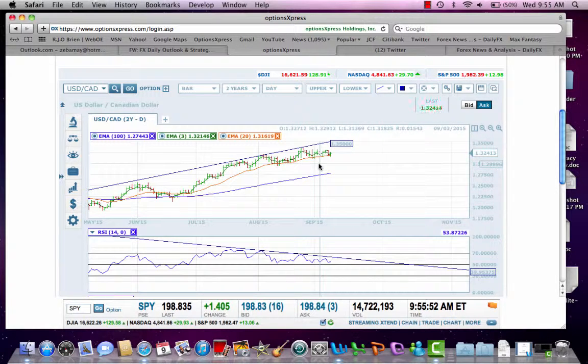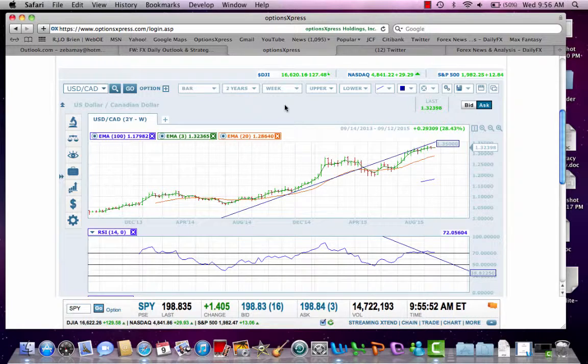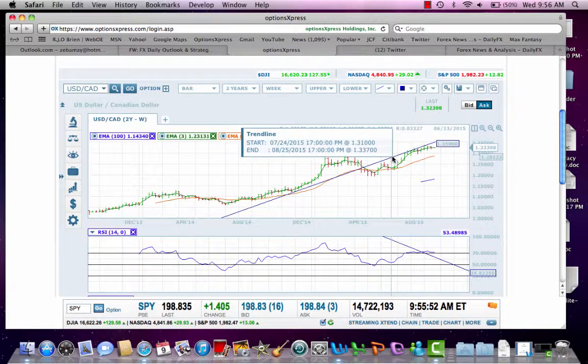You just don't want to use one indicator in technical analysis. You want to use two indicators. So what I like to do is also see if we have bearish divergence on any other time frame. So here I am, going to the weekly charts.